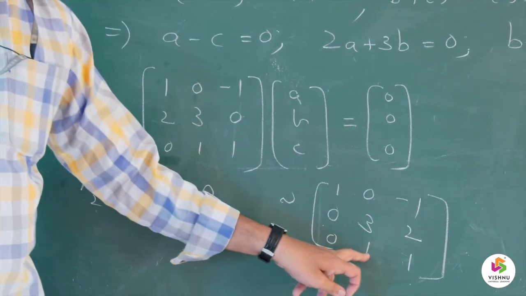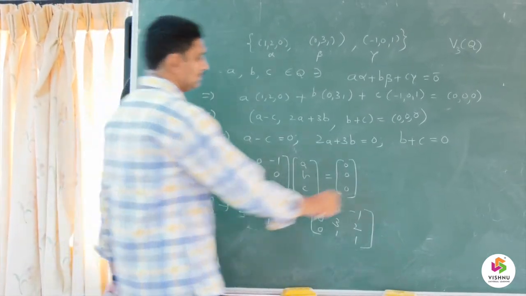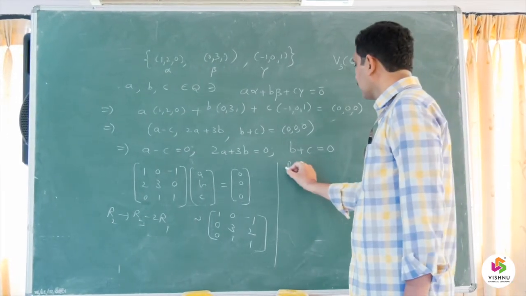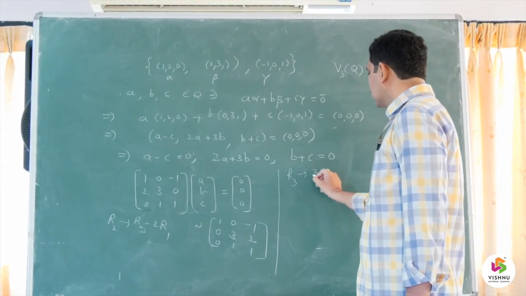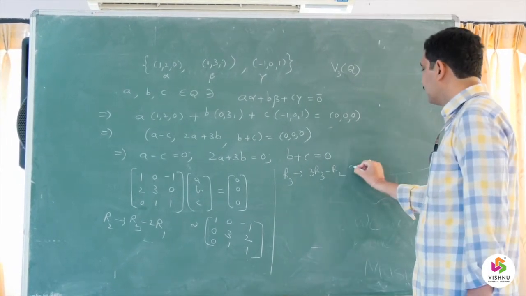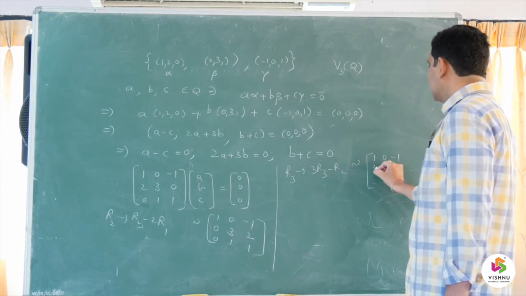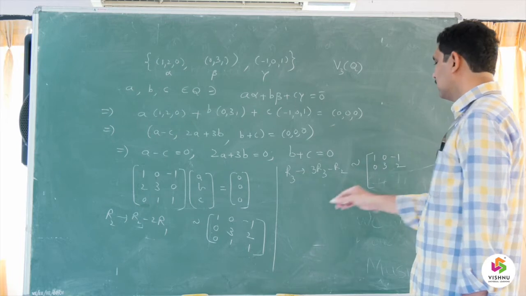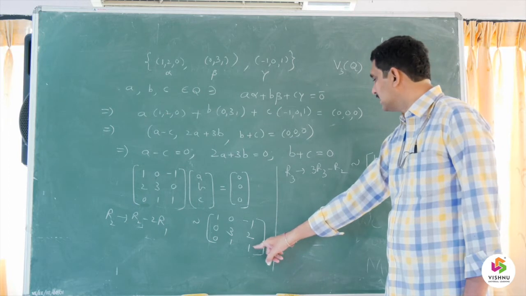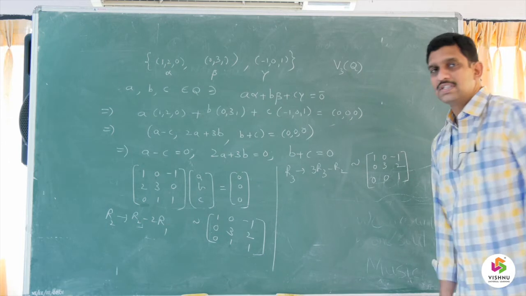Now I have to make this value 0, so I will apply the row operation R3 tends to 3R3 minus R2. Then this will be equivalent to 1, 0, minus 1. The second row will be as it is, there is no change in it: 0, 3, 2. Here it is 0, 0, and for 3R3 this is 3 minus 2, which is 1. So this is the final matrix we have.